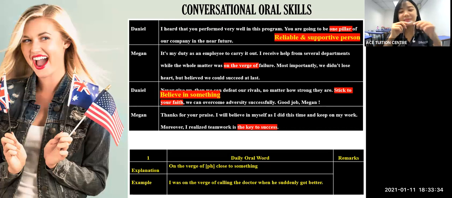Understand? So everyone, please write this down. Do write down the meaning of pillar and the meaning of stick to your fate. All these words, you can immediately use right now with your friends and family. You want to talk to the wall, feel free, go ahead. Please write it down: on the verge, on the verge. Once you are done, send me the phrase on the verge.